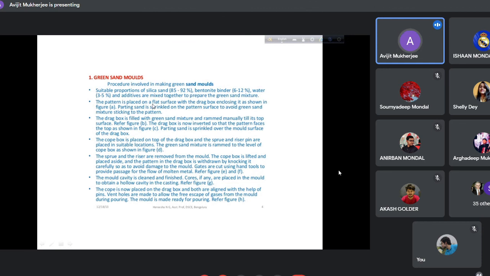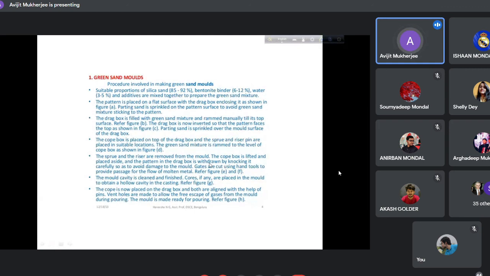Then the pattern is placed on a flat surface or drag box. Then you just ram. Then the cope is placed on the top of the drag box. And then riser pin and runner pins, that is screw pins, are inserted. And again, it is rammed. Then you remove the screw pins, then lift the cope box, place it upside down, and the pattern is withdrawn.